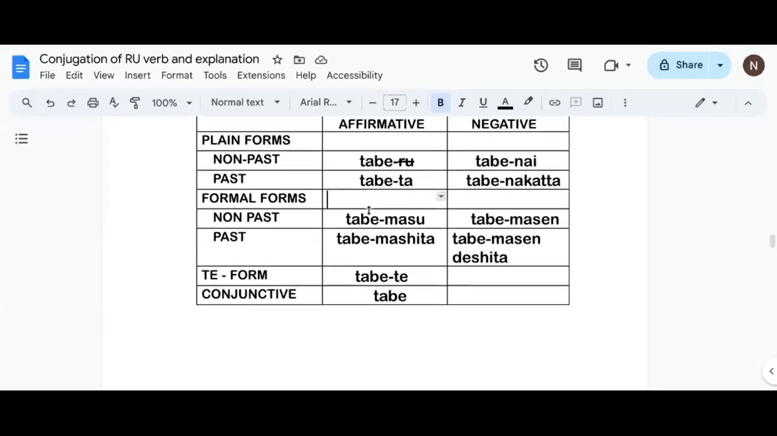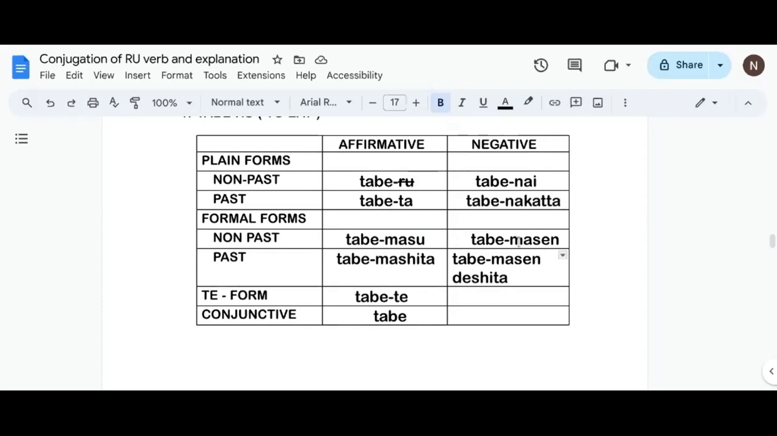Now, if you want it to become formal, your masu form, under your present tense, drop again the ru, get only the tabe, and add the masu: tabemasu. In your negative, drop the ru again and add masen: tabemasen.